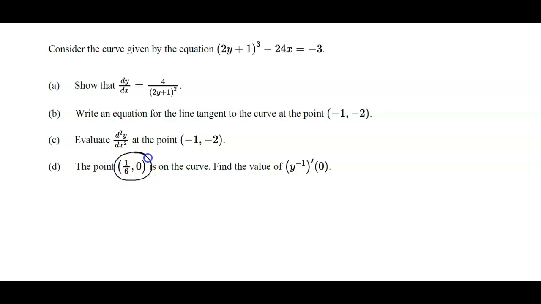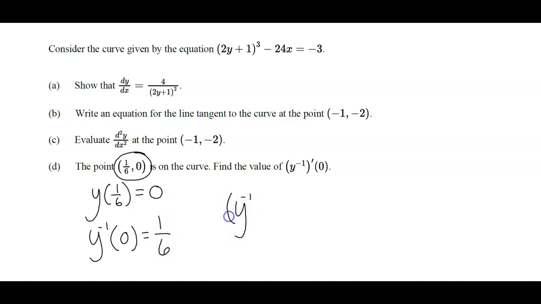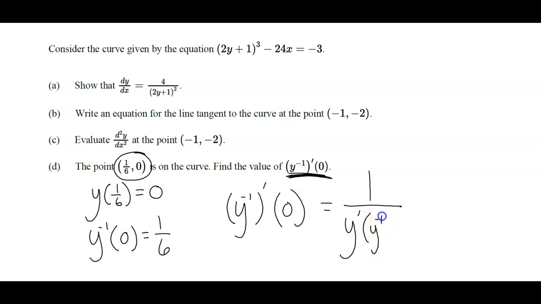So right here, that is your function, which apparently is y. So y of 1/6 equals 0. And that means that y inverse of 0 equals 1/6. Now we're going to go ahead and write out our formula. So y inverse prime of 0, which is what they're asking about, is equal to 1 over y prime of y inverse of 0.